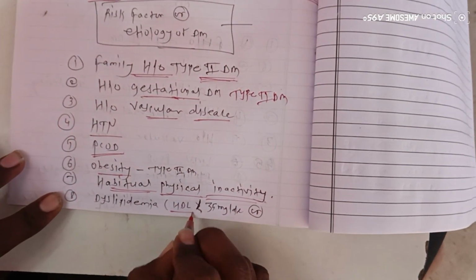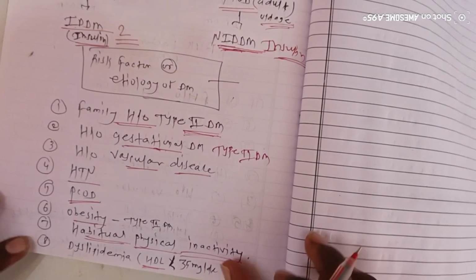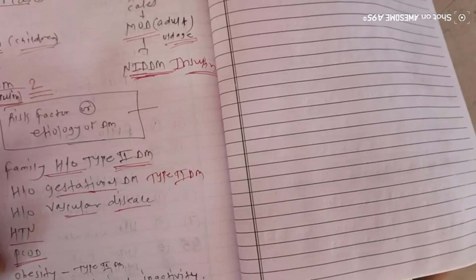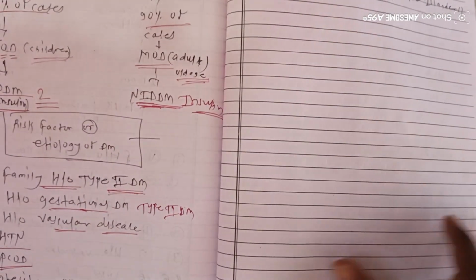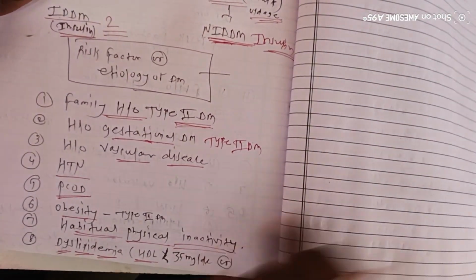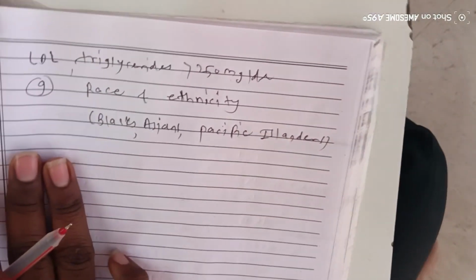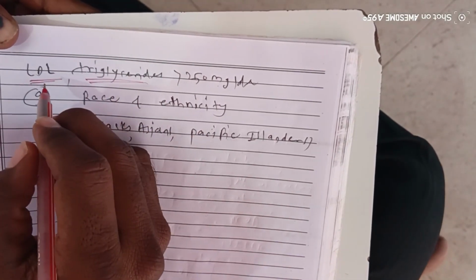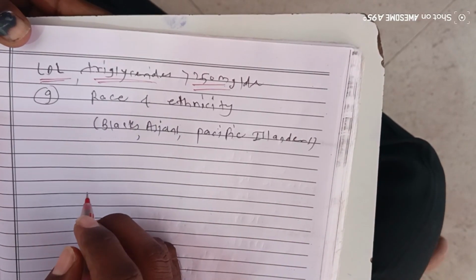Dyslipidemia, that means HDL, high density lipoprotein, is less, below 30 milligram per deciliter. HDL is a good cholesterol but occurs in less amount in the blood. Emia means in the blood. Dyslipidemia means abnormal levels of lipid in the blood. It is again a risk factor for diabetes mellitus. HDL is lower than LDL. LDL is low density lipoprotein, which is bad cholesterol. If low density lipoprotein is more than 250 milligram per deciliter, it will lead to diabetes mellitus.